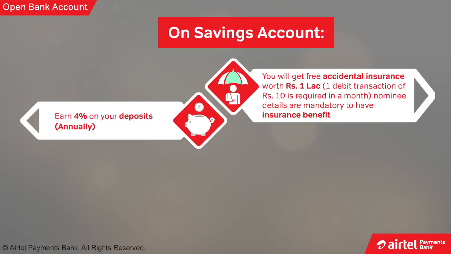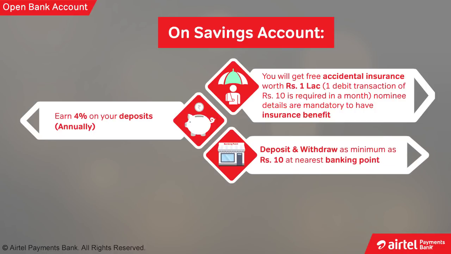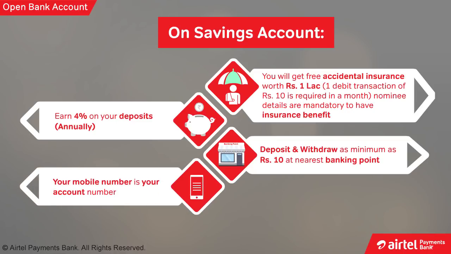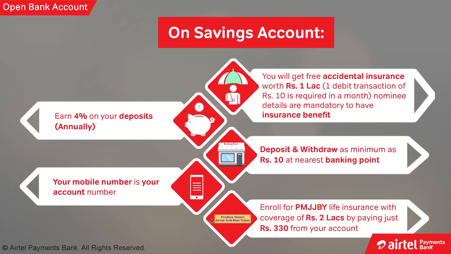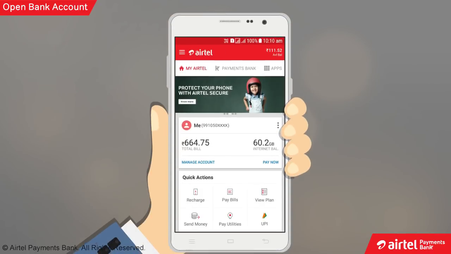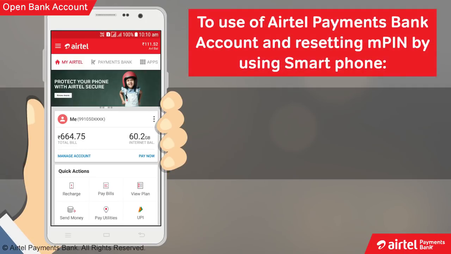Earn 4% annually on your deposits. Deposit and withdraw as minimum as rupees 10 at nearest banking point. Your mobile number is your account number. Enroll for PMJJBY life insurance with coverage of rupees 2 lakhs by paying just rupees 330 from your account. You can access your bank account or reset your MPIN through My Airtel app through smartphone.